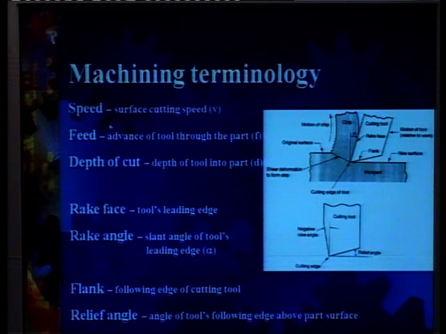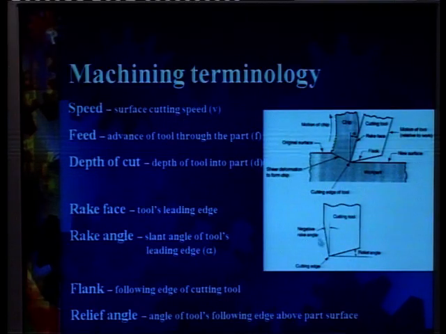Speed is the speed by which the cutting tool is moving relative to the workpiece. The relative motion between the two, the speed of the relative motion between the tool and the workpiece, is essentially the speed of cutting. The feed is the advance of the tool through the part, and the depth of cut is this portion, how much this tool is cutting in this one go.